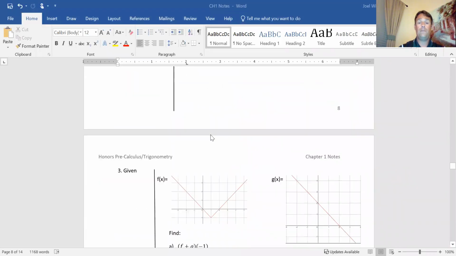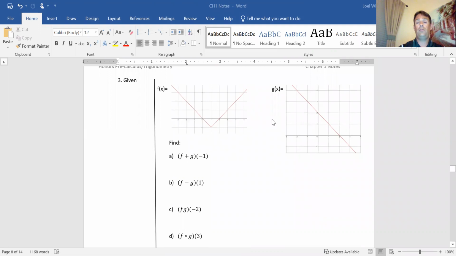What if I ask you to do some combinations based off a graph? So f plus g of -1. What that really is asking you then is what is f of -1 plus g of -1. So we just got to go get some y values.